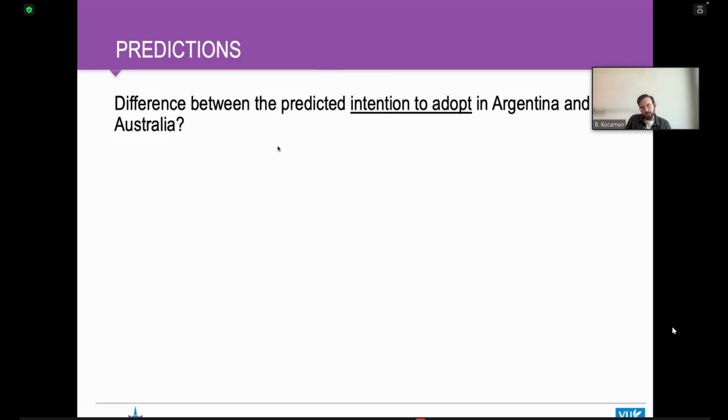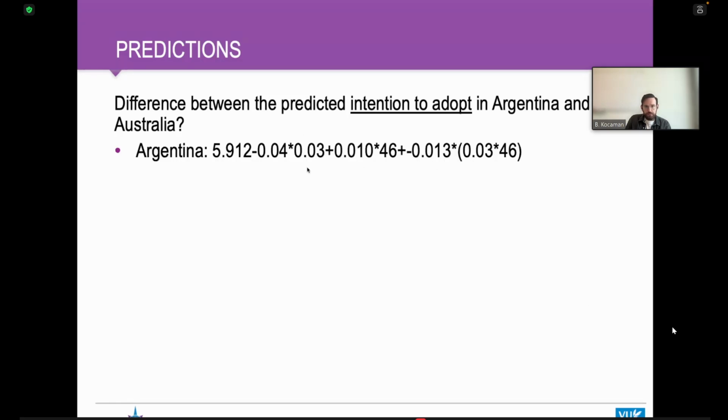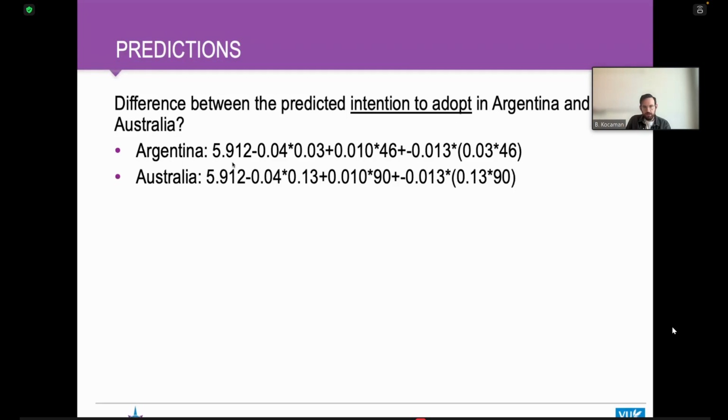So we can also look at the differences between countries. So the difference between predicted intention to adopt in Argentina and Australia, for instance. This depends on, if you keep the advertising spend constant, but change the level of individualism, basically, because there are different levels of individualism in Australia and Argentina, right? We know that this is for Argentina, and this is for Australia. So in Australia, the level of individualism is actually 90.